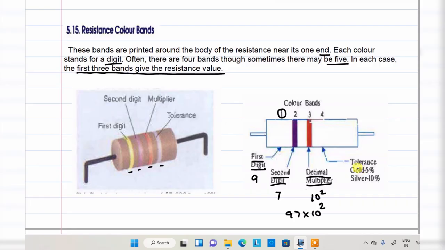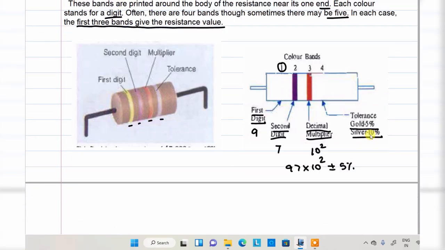Next, tolerance. The fourth band is the tolerance. This fourth band tolerance is decided as follows: for a gold color, plus or minus 5%. For a silver color, plus or minus 10%. It can also happen that there is no color. Everyone note down, no color, that means no band, plus or minus 20%. All of it clear? You got some idea?